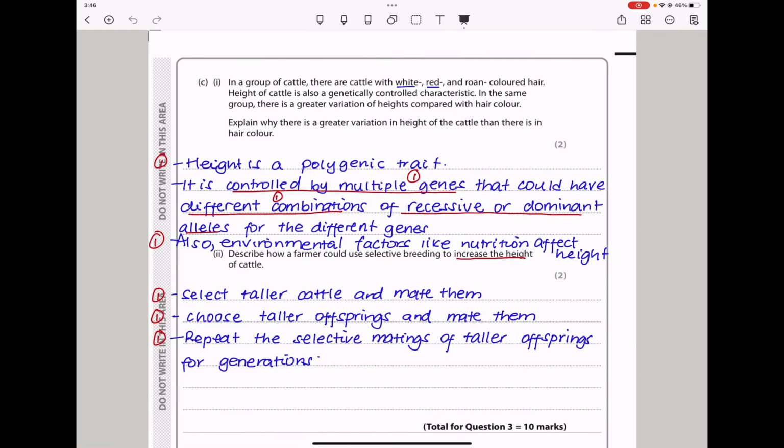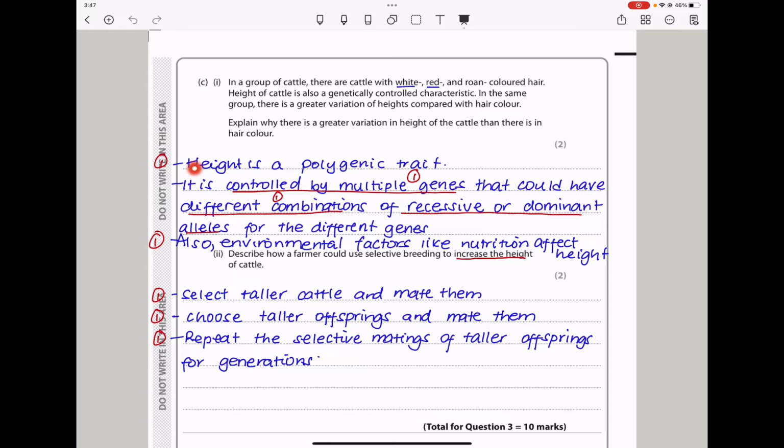Moving on. In part C, in a group of cattle, there are cattle with white, red, and RO1 colored hair. Height of cattle is also a genetically controlled characteristic. In the same group, there is a greater variation in height compared with hair color. Explain why there is a greater variation in height of cattle than there is in hair color. If there is greater variation, then it's because height is a polygenic trait, meaning it is controlled by multiple genes. So those different variations that can occur in various genes are going to result in many variations of the phenotype.